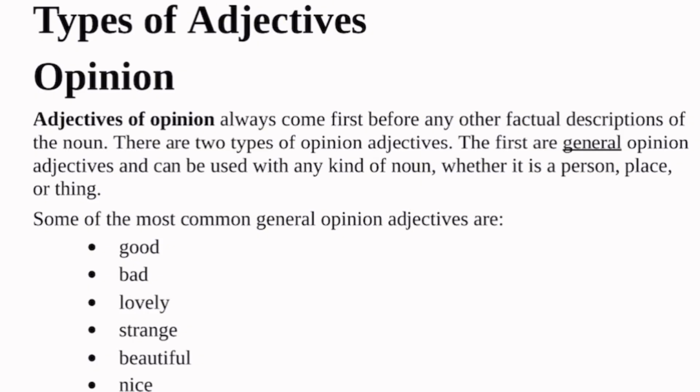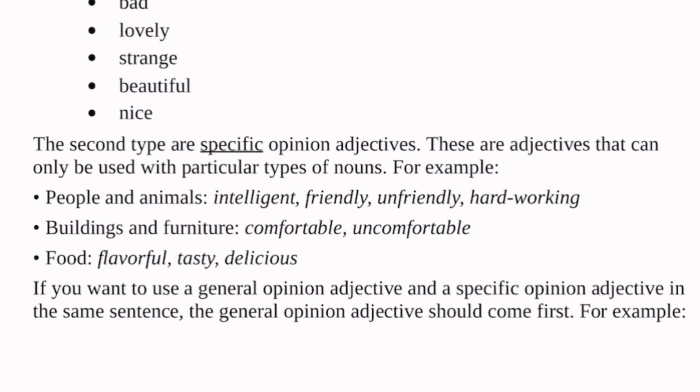So even with this opinion adjective, we still have two types of opinion. We have general opinion, which can be used with any kind of noun, whether a person, a thing, or a place. Some of the common general opinions are good, bad, lovely, strange, beautiful, nice. These are general opinions, all those normal adjectives that you know.